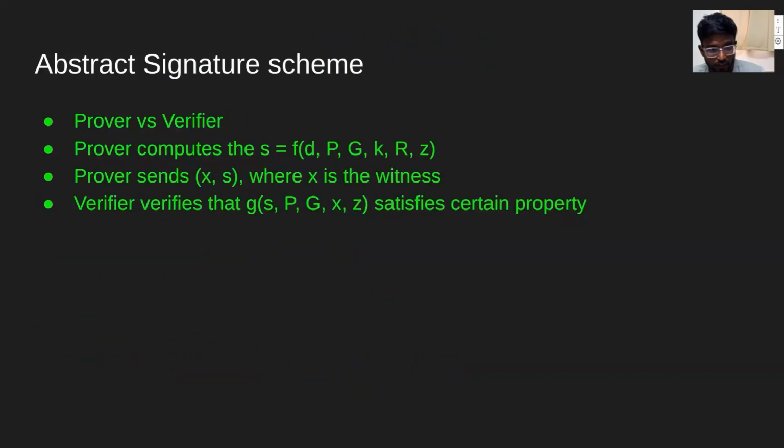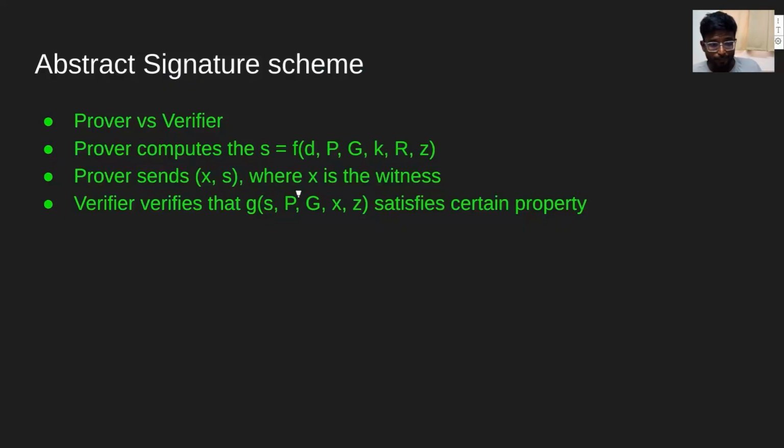Let's move ahead. How does an abstract signature scheme work? The title is abstract signature scheme because this is how any signature scheme has to work. We have this prover and verifier. The prover is the one who is creating their transaction and providing their signature, and the verifier is the one who verifies that the provided signature is actually correct for that particular transaction or the message.